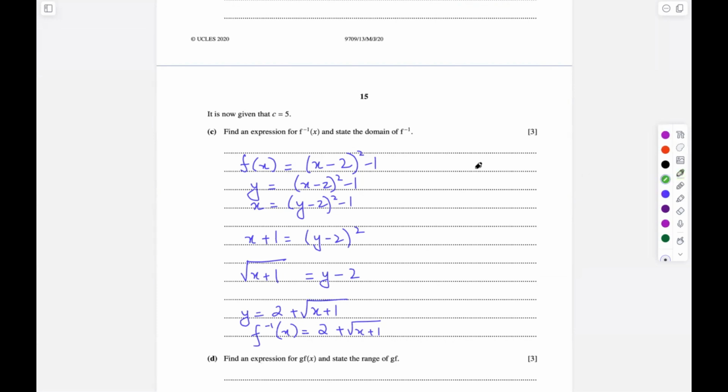So first we can find the range of the function f of x. Now, as the value of c is 5, and c is the value of x, so finding the range of f of x, substituting x equals 5, we'll get 5 minus 2 whole squared minus 1. So f of x will be equal to 5 minus 2 is 3, 3 squared is 9, so 9 minus 1 is 8. So we can write that f of x will be greater than 8. As the range of f of x is greater than 8, it means that the domain of f inverse will also be greater than 8. So we can write that the domain for f inverse will be x greater than 8.